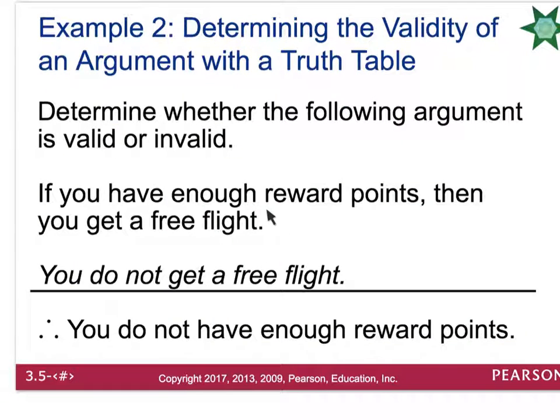So for our first example, using words, this will be our premise: if you have enough reward points, then you get a free flight. The second premise is you don't get a free flight. And then the conclusion is you do not have enough reward points. So let's think about that for a minute.